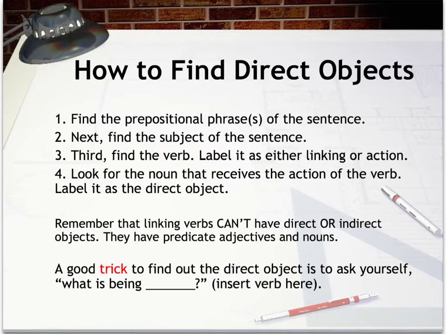Next, find the subject of the sentence. Who is doing it? What's happening? Third, find the verb. Label it as either linking or action. If it's an action verb, then look for the noun that receives the action of the verb. Label it as the direct object. Linking verbs can't have a direct or indirect object. They take predicate adjectives and predicate nouns. A good trick to find out the direct object is to ask yourself what is being, and insert the verb there.